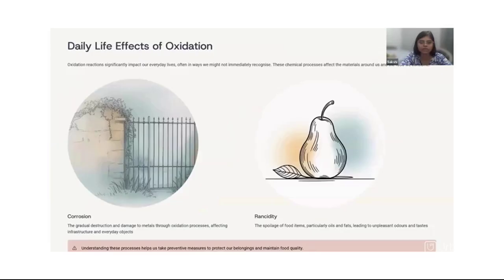Okay, let us move forward. What are the daily life effects of oxidation that we see in our surroundings? The first one is corrosion. So corrosion and rusting.